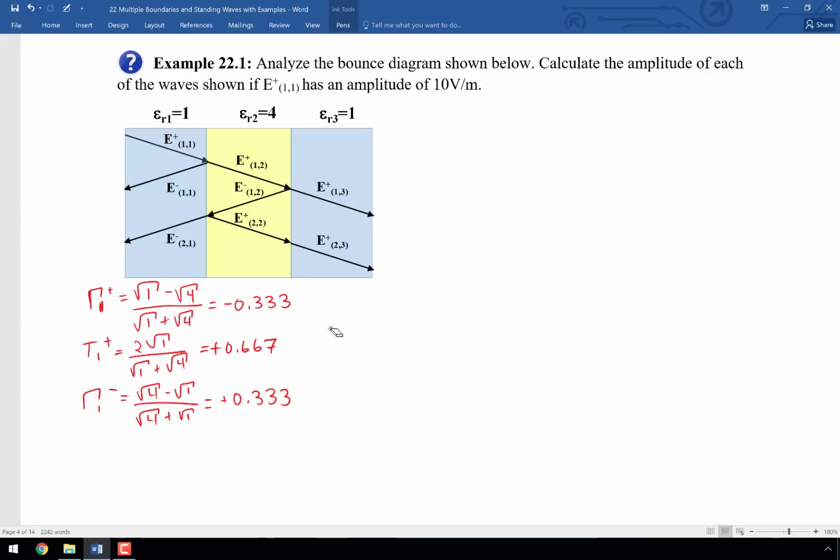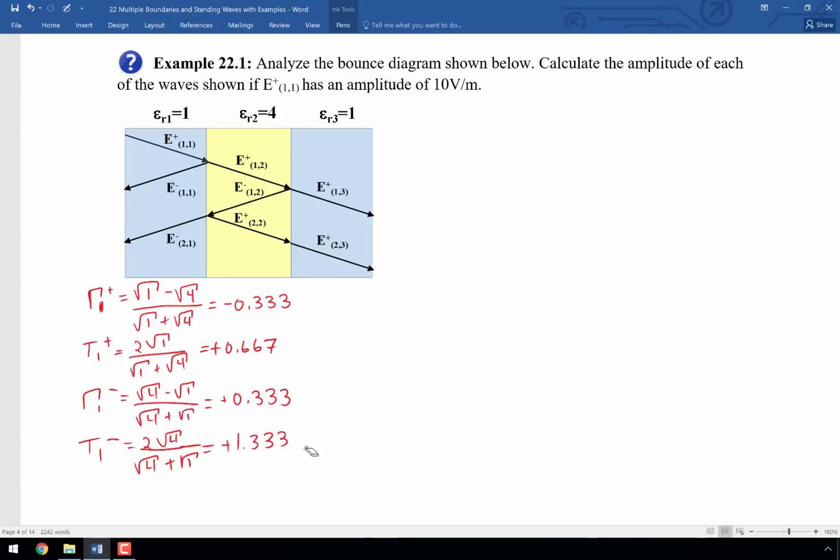As we saw earlier, these two numbers have to be related with a negative sign, and so we're getting that correct here. And then t sub 1 minus is equal to 2 times the square root of 4 divided by the square root of 4 plus the square root of 1, and that turns out to be plus 1.333, and those two numbers do in fact obey the t equals 1 plus gamma relationship. So we have a number of ways we can check these numbers. There's a relationship between each of these pairs of numbers, and we can use those to check the results and make sure that we've done the calculations correctly. So we have all the reflection and transmission coefficients.